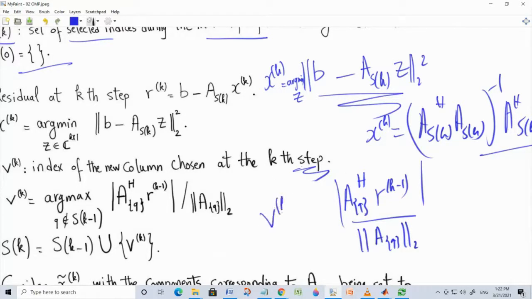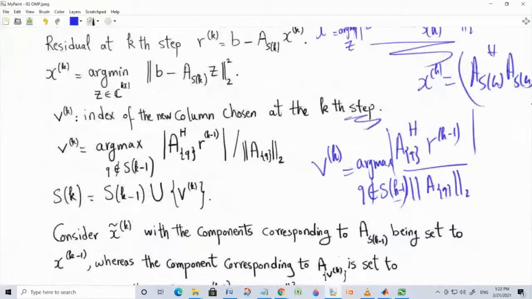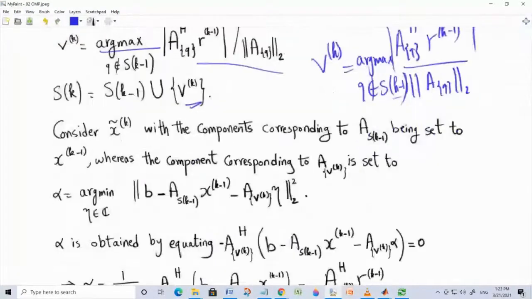And so the new index that you put in your set S is the maximizer, so it's argmax over q, and you choose q outside the already chosen columns. And so for the remaining columns, you compute the inner product of the normalized column with the residual, and you choose the new index to be this one here. So it's the maximizer of this quantity. Okay.